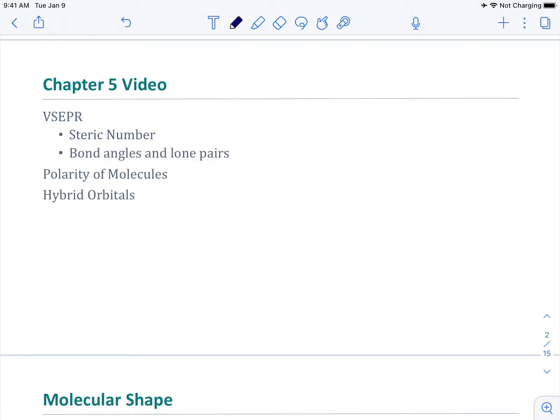VSEPR stands for valence shell electron pair repulsion. We're going to look at molecular polarity of molecules. We already did electronegativity and polarity of bonds in Chapter 4. We're going to take that to the next step and look at the polarity of molecules. And lastly, I'll introduce hybrid orbitals. We're only touching on that in the class period.